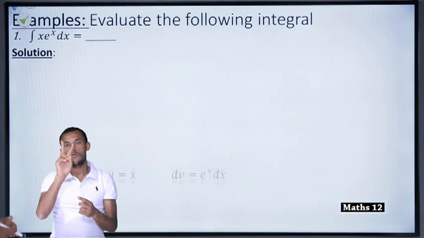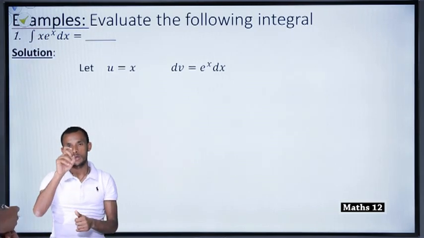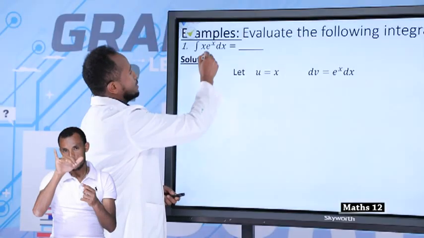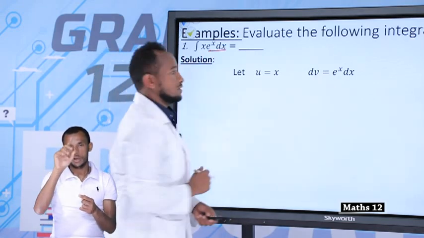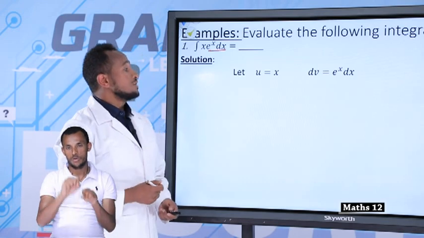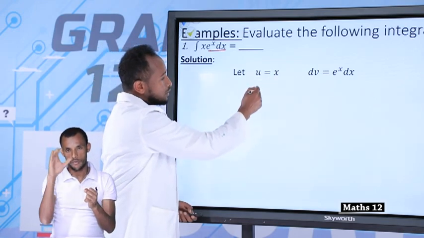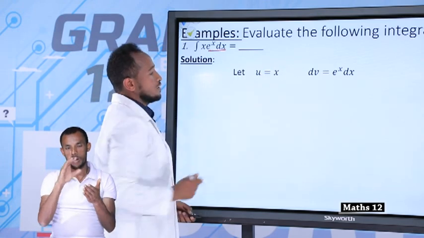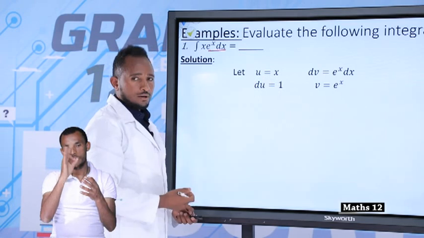Let x be u. We assume x to be u and e raised to x dx to be dv. From this you can find du. du is the derivative of this expression. The derivative of x is 1.